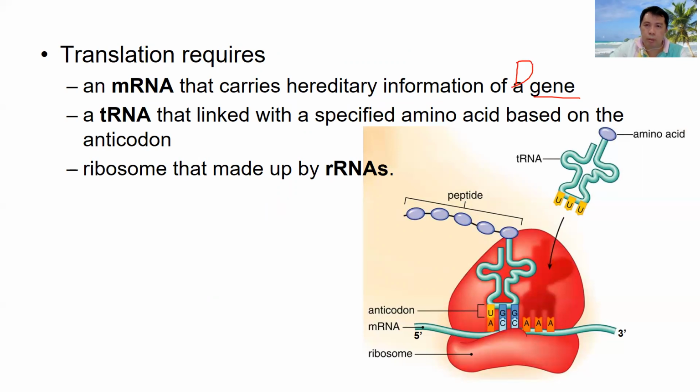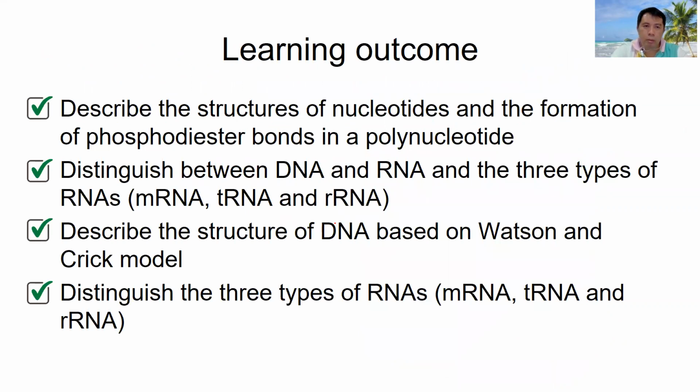So DNA. And then the tRNA carries a specific amino acid based on the anticodon, and joins to the appropriate codon on the mRNA. And then the ribosome is made up of RNA. So from here the function of each of these nucleic acids, or their biological significance, is very clear.